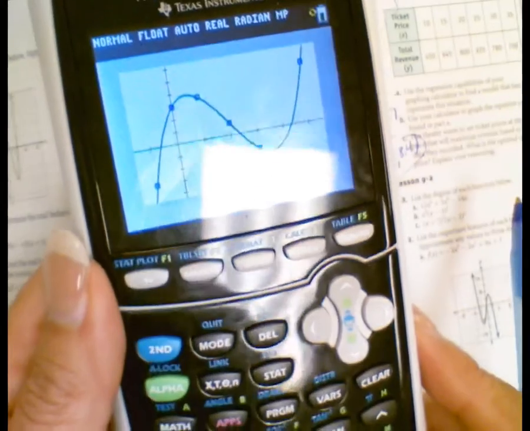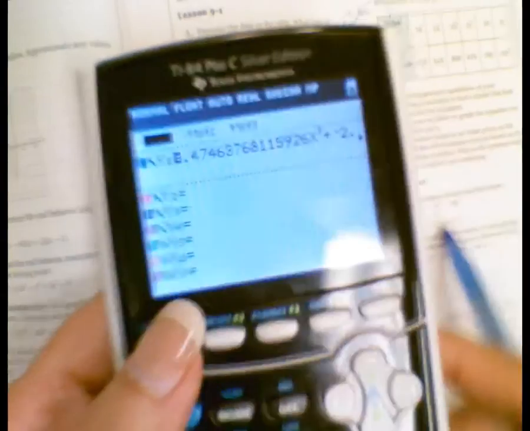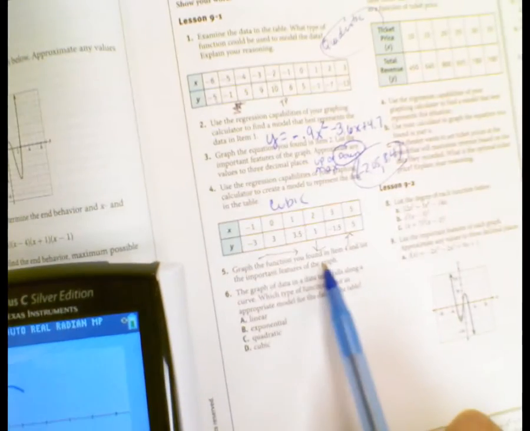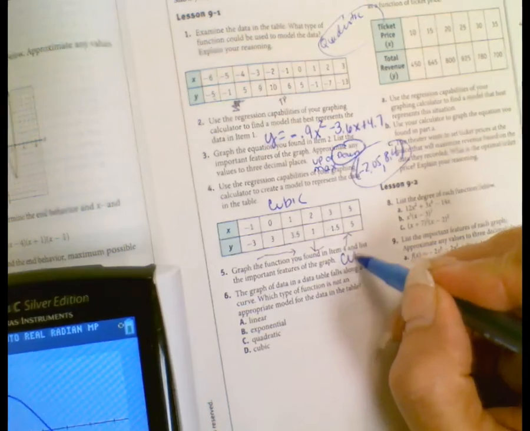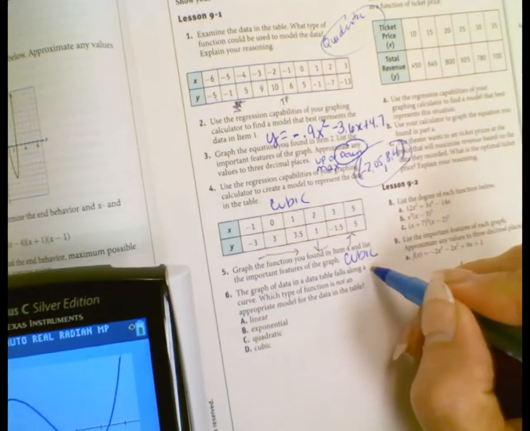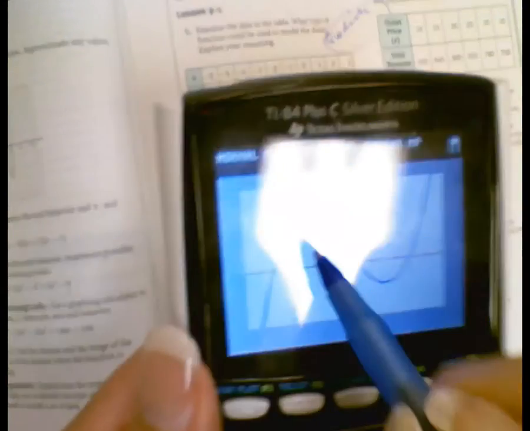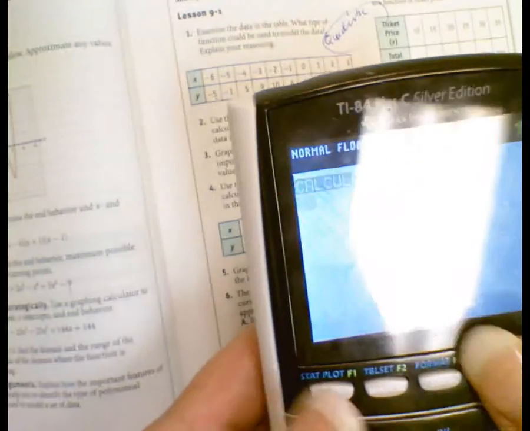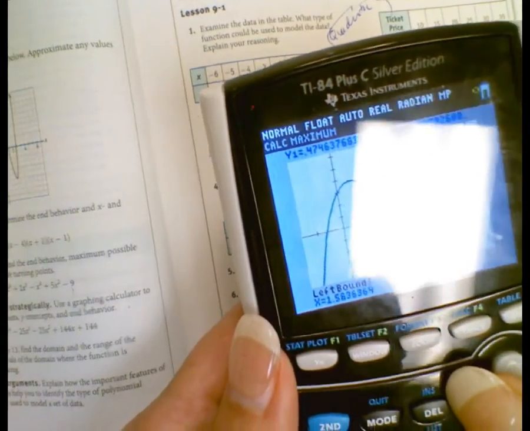So now what I'm going to do is turn my plot off. So go to y equals. I'm going to go up and turn my plot off. And that way, when I press graph, I can find my mins and my maxes. Number 5 says graph the function you found in item 4 and list the important features. I just really need you to say that it's cubic and what the max and min are. So this right here is a max. See, that's a max. So if you press second trace, max, go a little to the left of this.